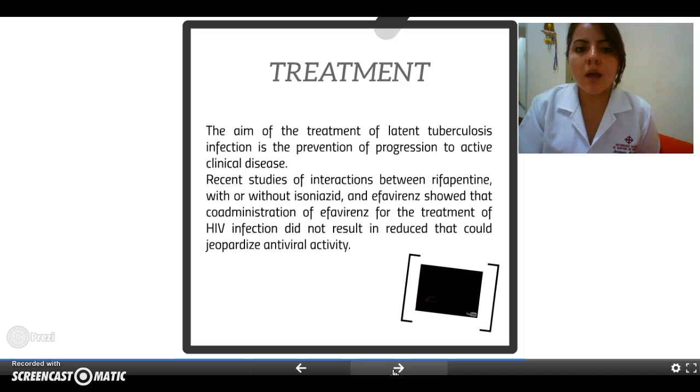Treatment. The aim of the treatment of latent tuberculosis infection is the prevention of progression to active clinical disease. Recent studies of interaction between rifapentine or rifampin, isoniazid and antiretrovirals showed that co-administration for the treatment of HIV infection did not result in reduced antiretroviral activity.